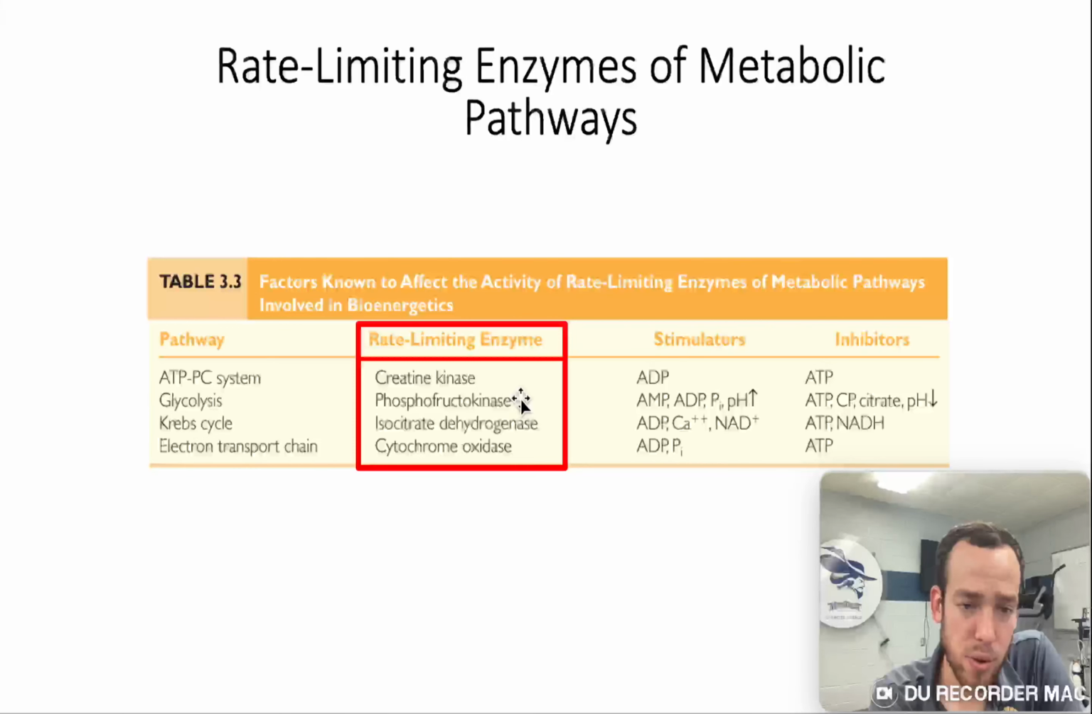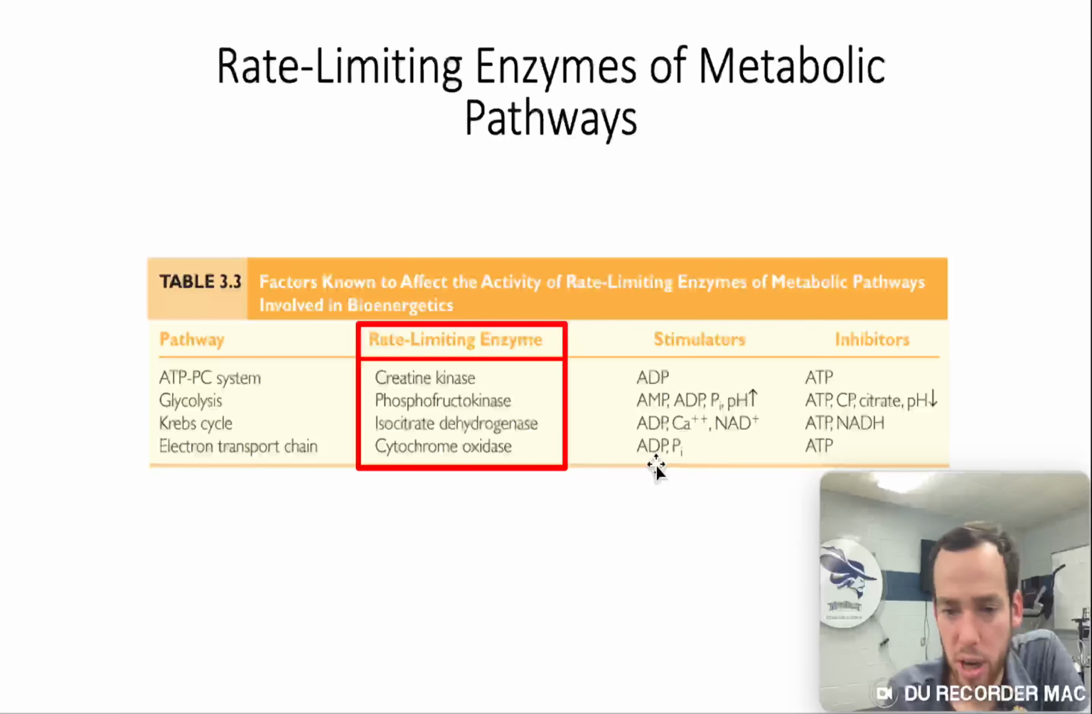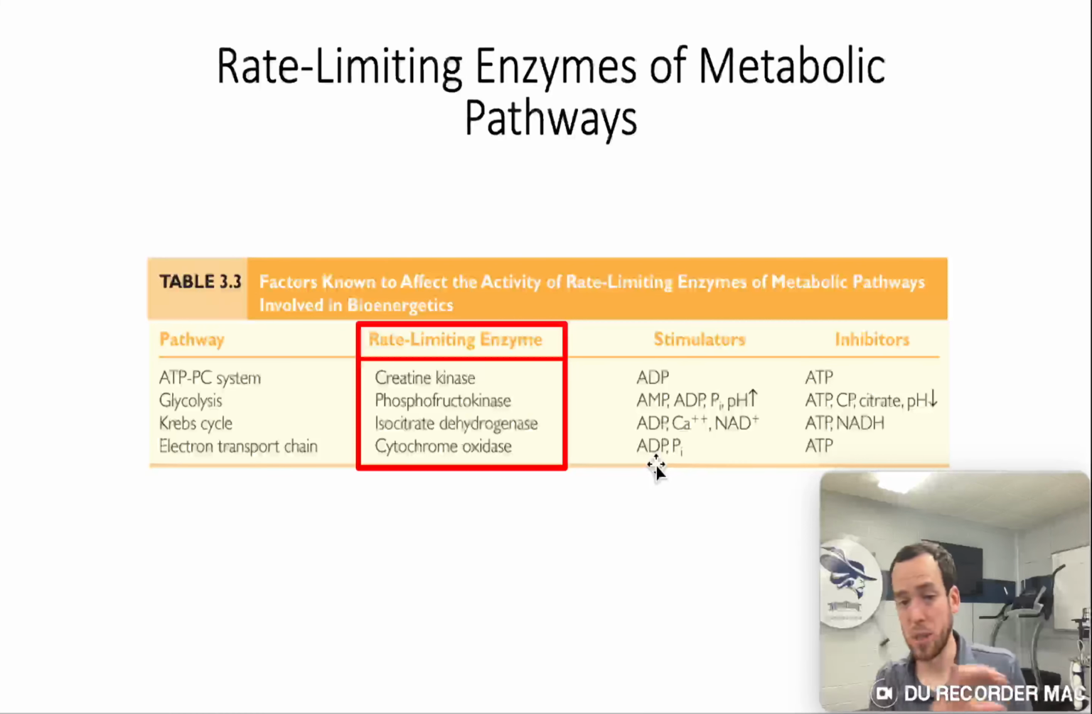Creatine kinase, phosphofructokinase, isocitrate dehydrogenase, or cytochrome oxidase. But we can also see what's stimulating and inhibiting these systems. What you'll see here is across the board, while we have some different pieces to each, we have similar strands as far as all of them are stimulated by ADP, because if you break down ATP, you end up with ADP. So if ADP is in high abundance, it means a bunch of ATP is being broken down, which means that you need more ATP so that you have energy.